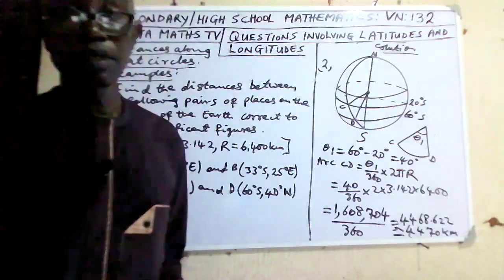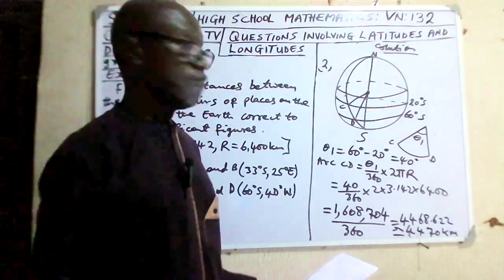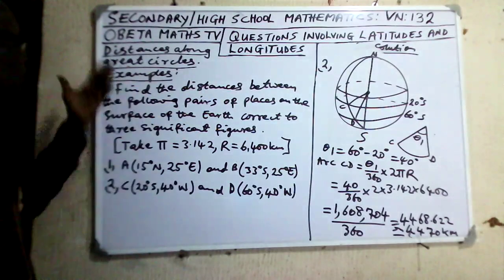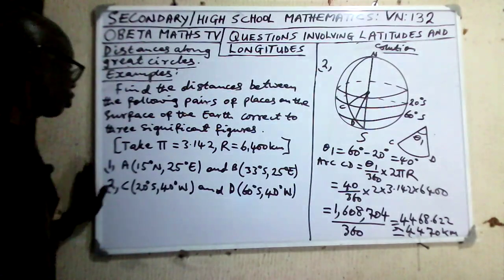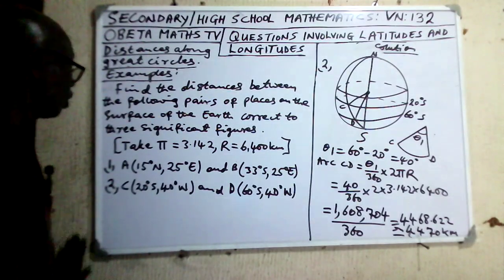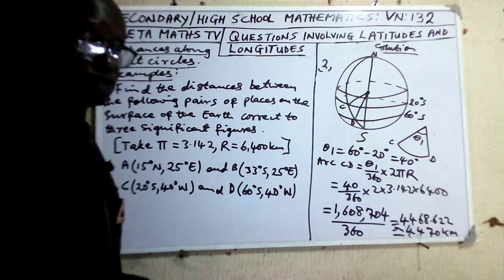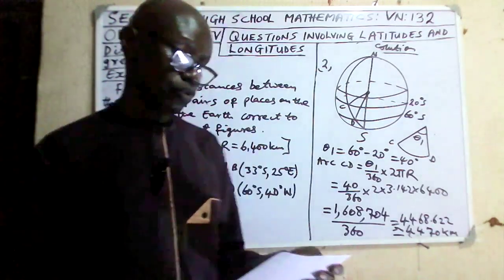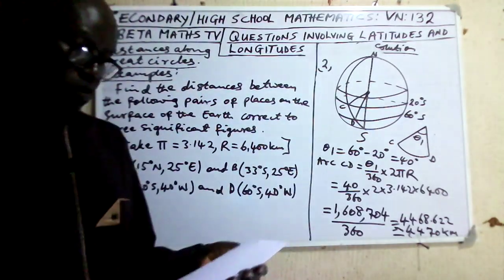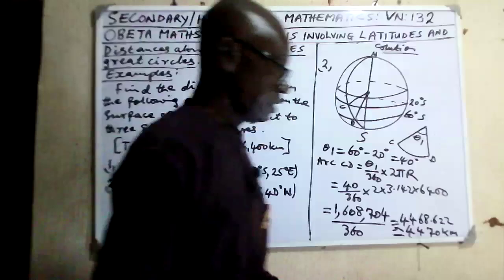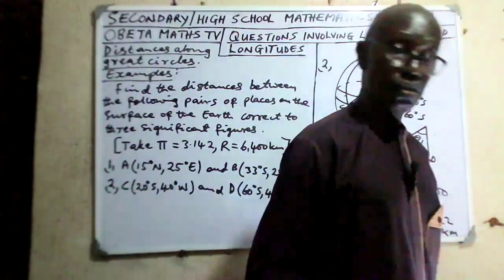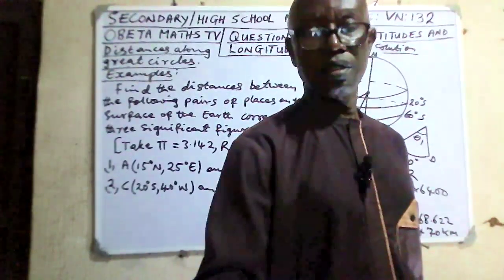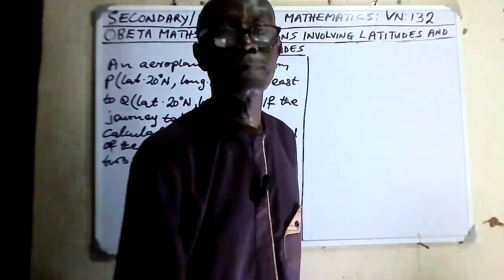That is 3 significant figures. So we have come to the end of question number 2, and then I'll show you how to solve distances along great circle as well as distances along small circle. So I'll solve one more question before we end the lesson. Let me quickly go to the next question before we round up.